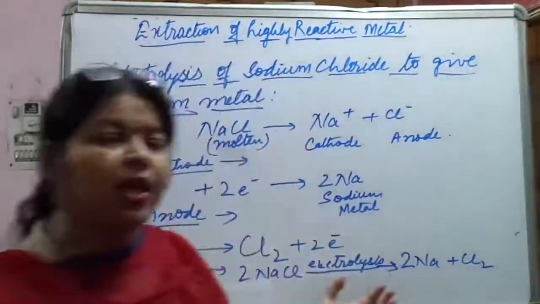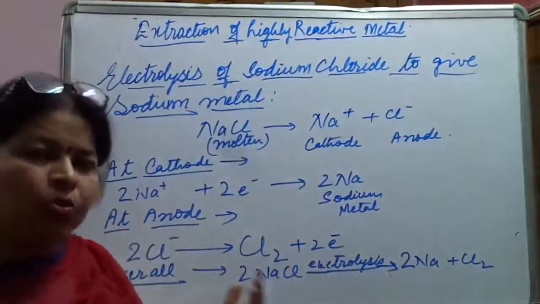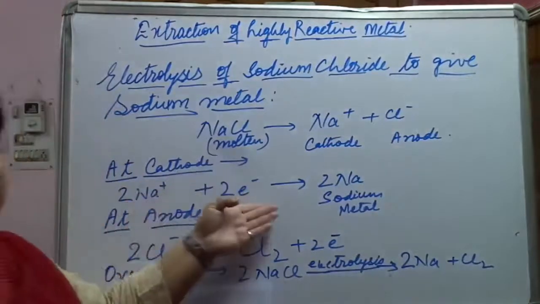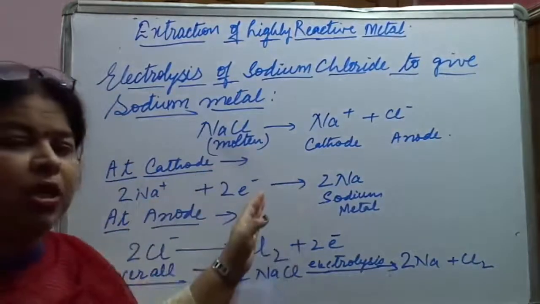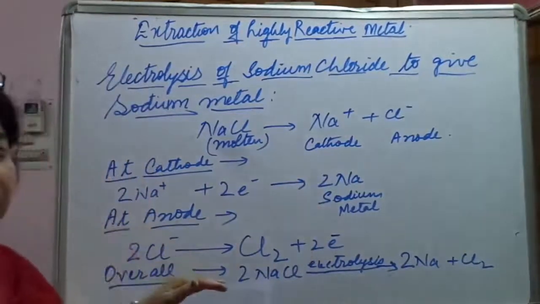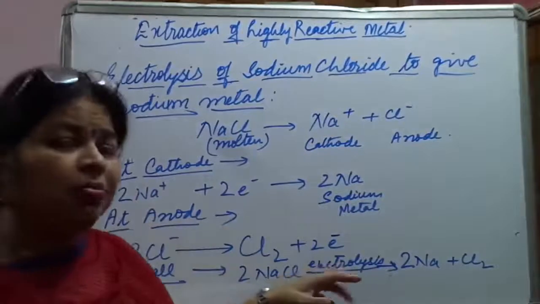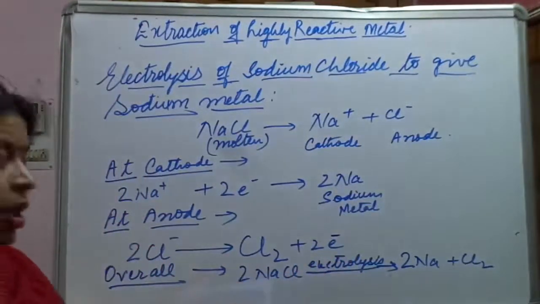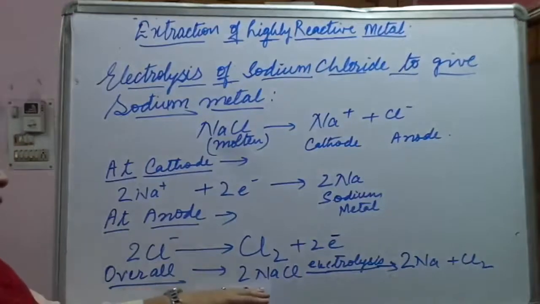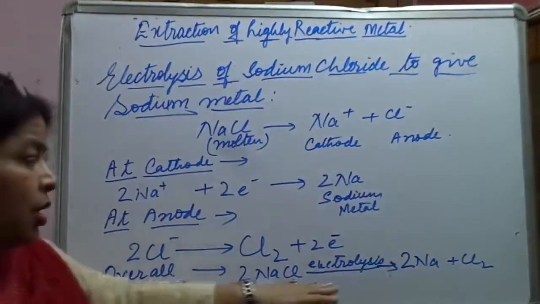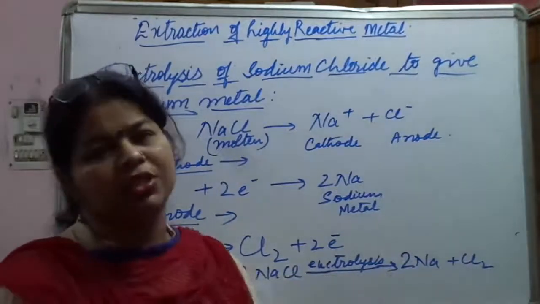In the same way, if we are talking about aluminium oxide, the same things will follow. At cathode what will happen? Aluminium ions will become aluminium metal, and at anode what will happen? The oxide, means oxygen, is going to be collected over there. So Al2O3, the overall reaction would become: Al2O3 gives aluminium plus oxygen gas.